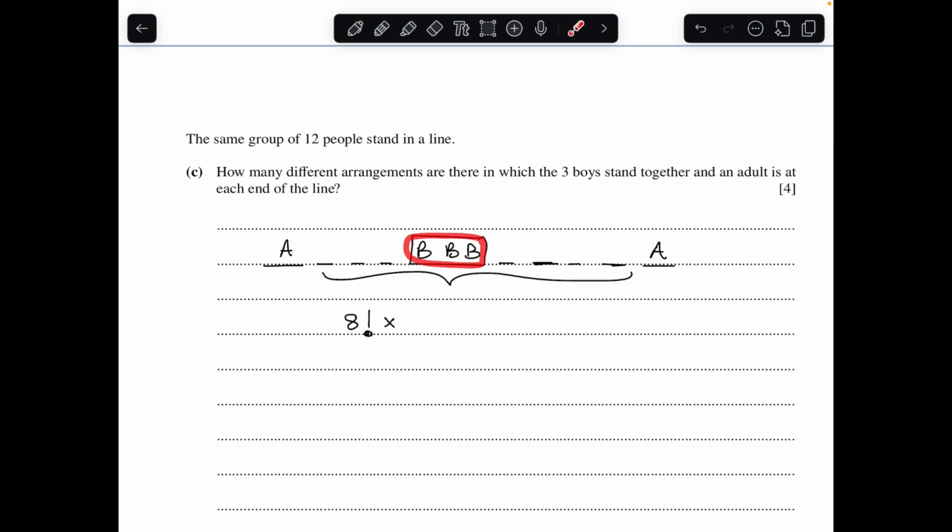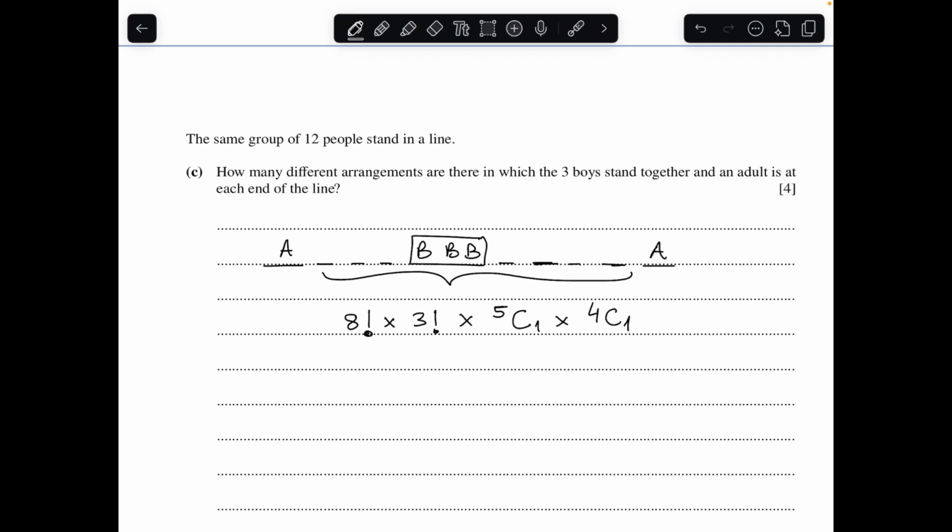Then these 3 boys can shuffle around themselves. There are 3 different people, so they can sit anywhere they like, but they have to sit together. So that would be 3 factorial ways for arranging the 3 boys. Then we have the adults. The first adult can be chosen in 5 ways. From the 5 adults, you choose the first one. Now the last adult sitting here, there are 4 adults left. So 4 choose 1 again.